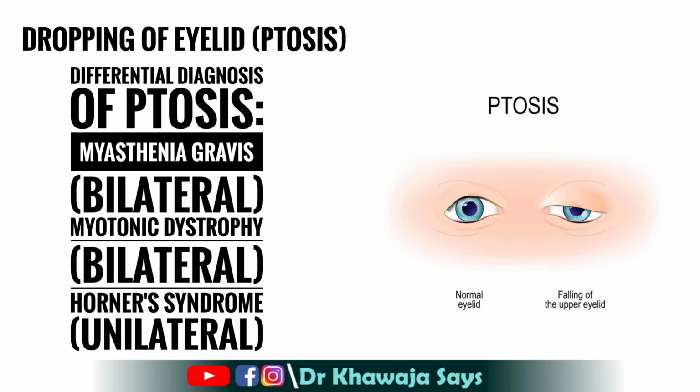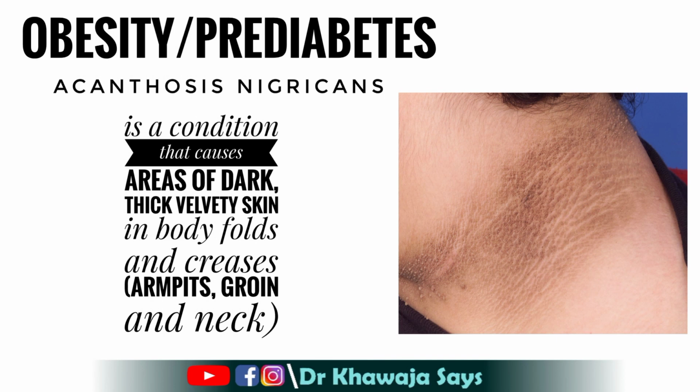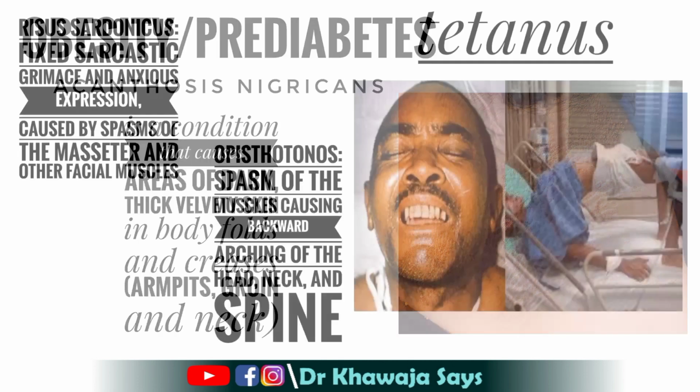So it is either thalassemia, acromegaly, Graves' disease, systemic lupus erythematosus, leprosy, or ptosis. Face tells each and everything. Obesity, prediabetes. Acanthosis nigricans is a condition that causes areas of dark thick velvety skin in body folds and creases like armpit, groin and neck.